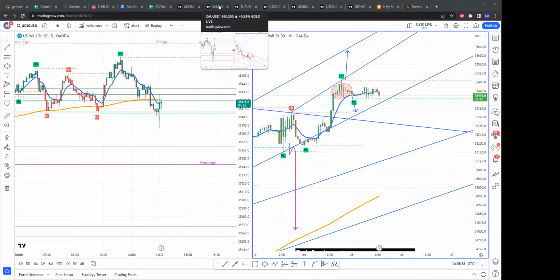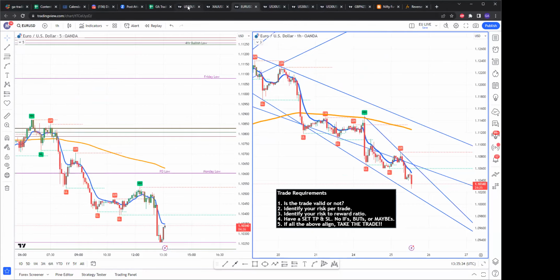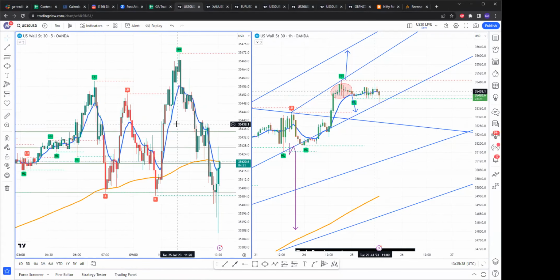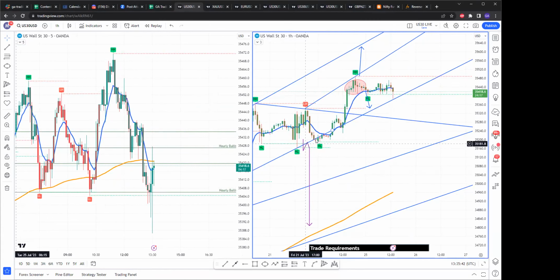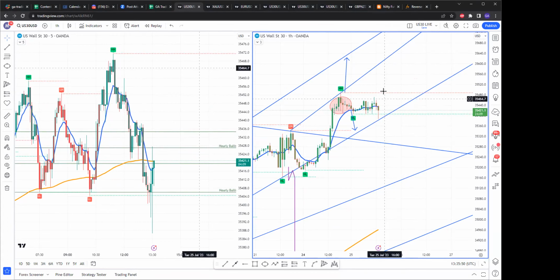As usual, we'll be going over analysis for US 30, gold, and EU. So just going over a basic overview of these three instruments that we trade. Looking at US 30, look at the hourly time frame. We are stuck between this trend line to the downside, and you can see how they're holding this trend line. I am still biased for sales on US 30.